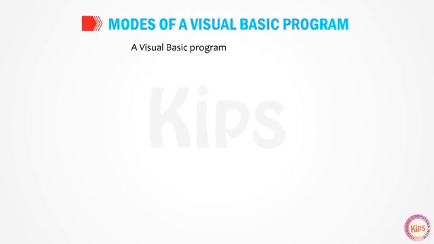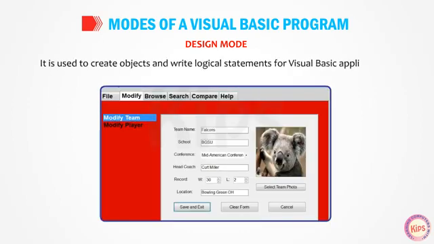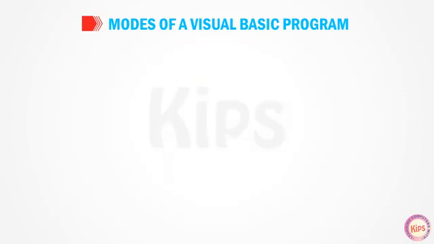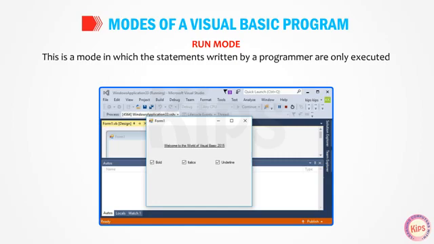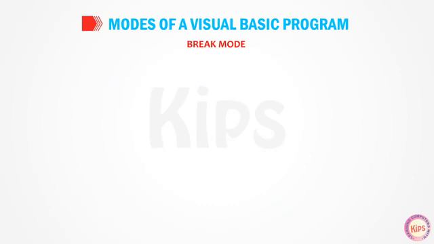A Visual Basic program has three modes. Design mode. It is used to create objects and write logical statements for Visual Basic applications. In this mode, the programmer plays a very important role. Run mode. This is a mode in which the statements written by a programmer are executed and the application performs the task for which it has been designed. Break mode.